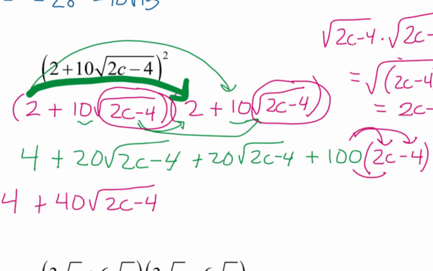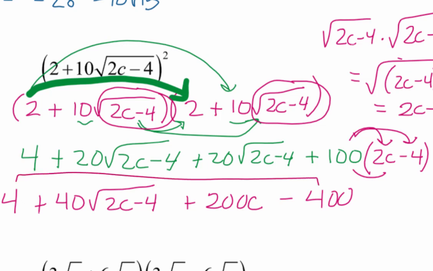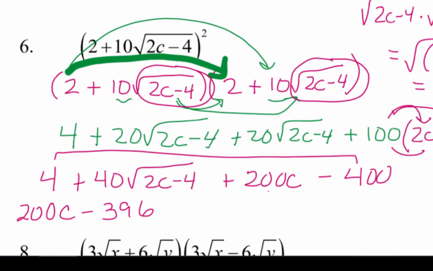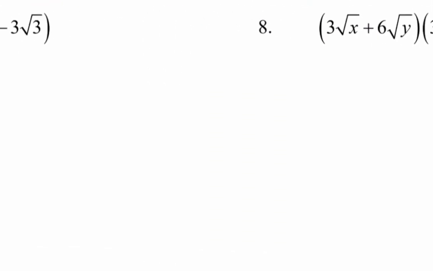Then you have here the plus 200c, and then you have the minus 400. And then there's these two like terms. So you get negative 396. I know this is weird, isn't it? Let's put that 200c in front. You can do it in any order, you know that. Plus 40 square root of 2c minus 4. In any order, these three terms. Okay. Let's go to the next couple here, the last two.